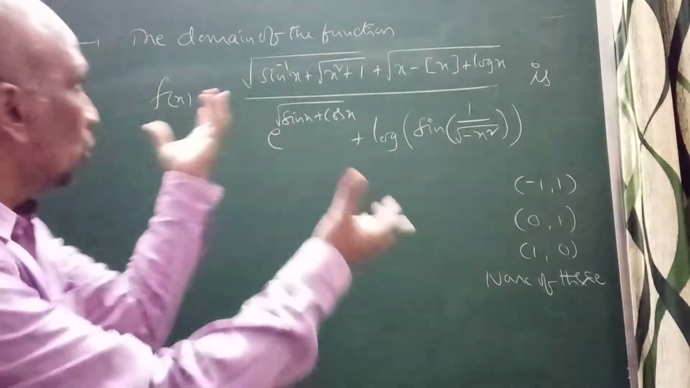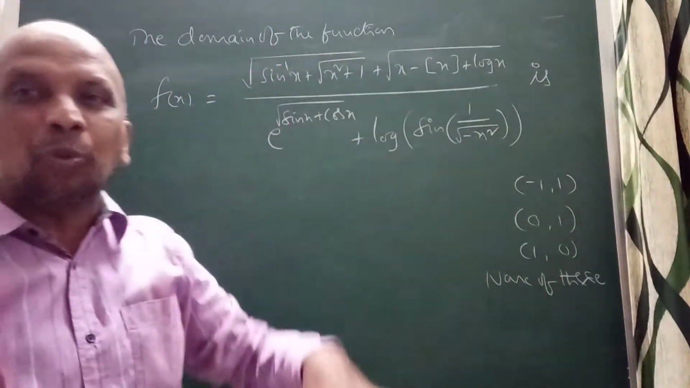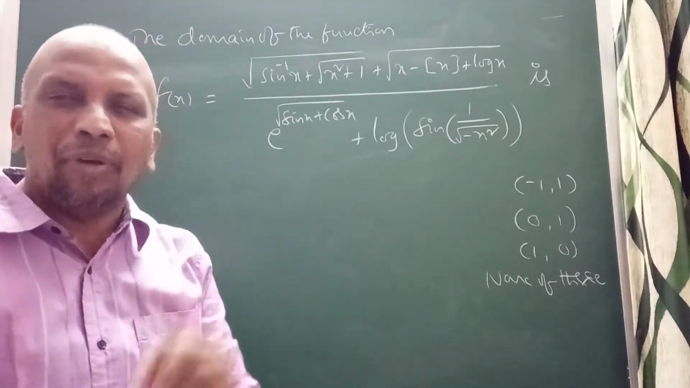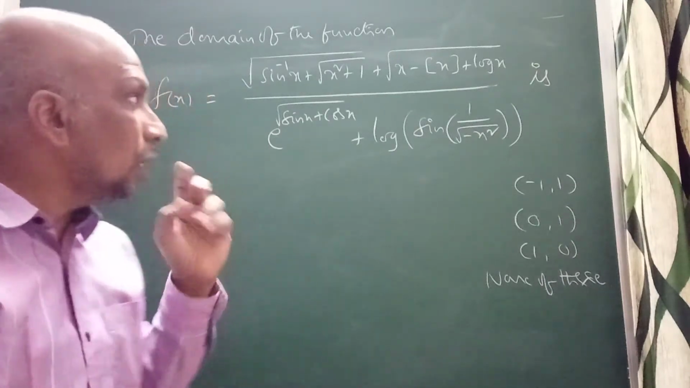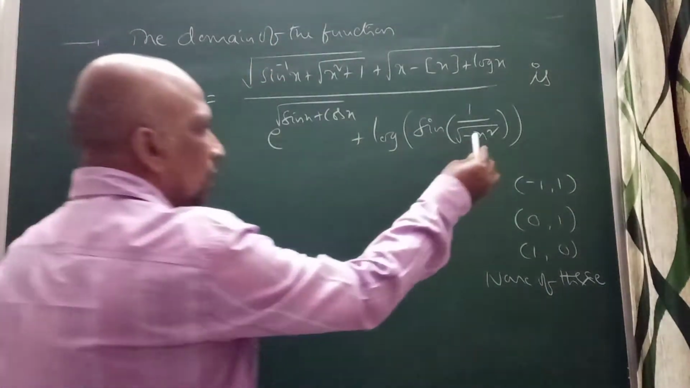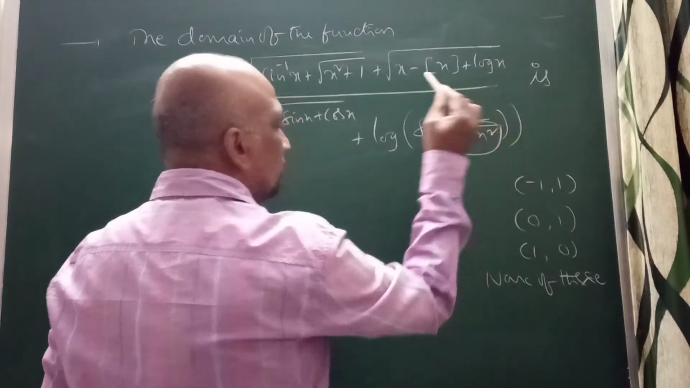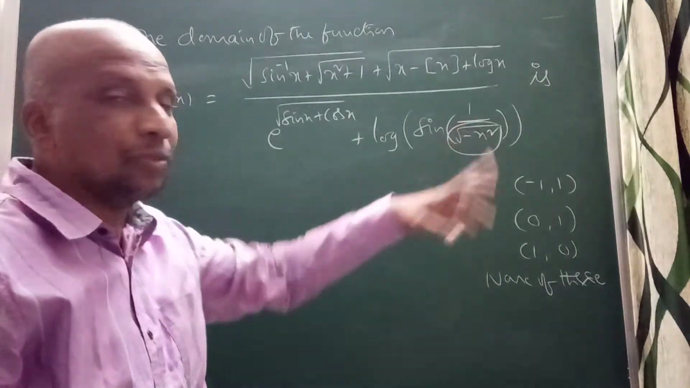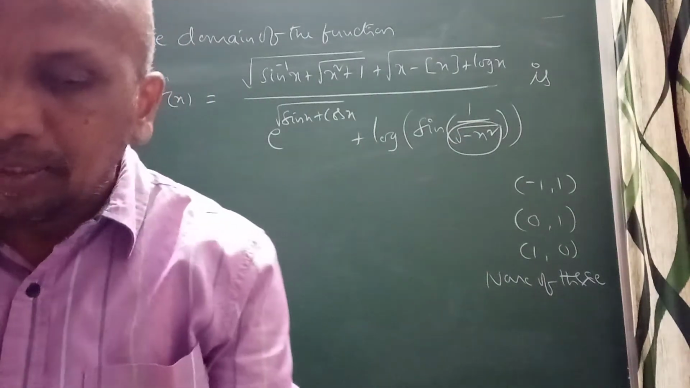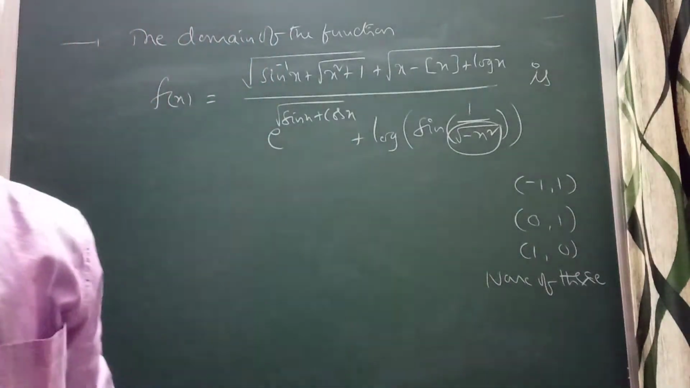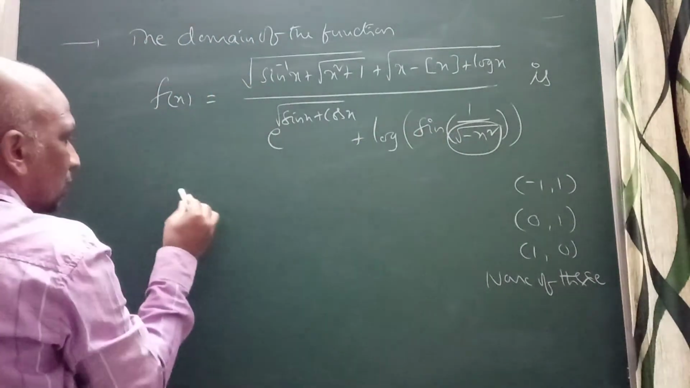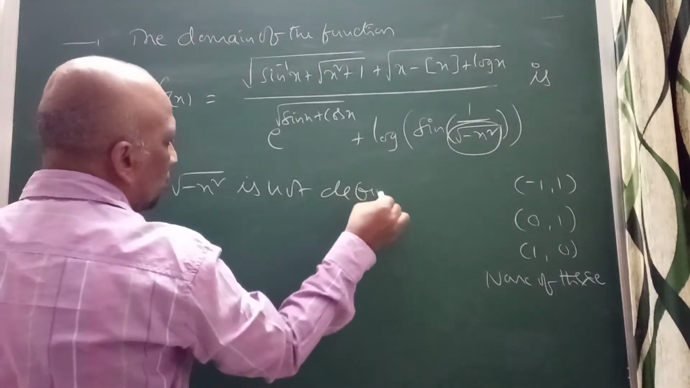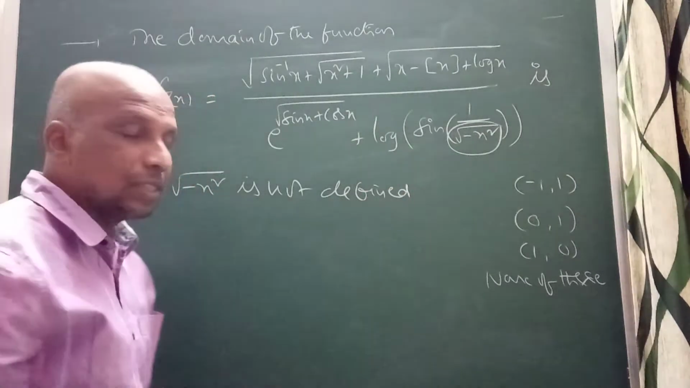Some people will think, oh, this is a very big expression, I should find every individual domain and then take the common of them. Nothing is there, very simple logic. So you can see here, first, is it possible to define this one? We cannot define it, right? Root of minus x square cannot be defined for any real x. So you can remember here, root of minus x square is not defined for any real x.